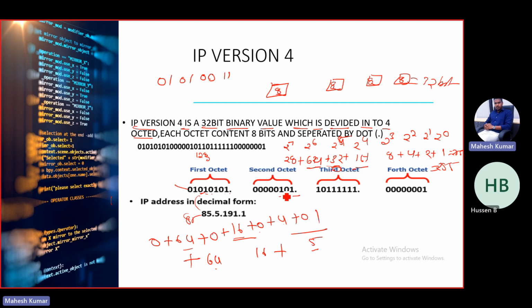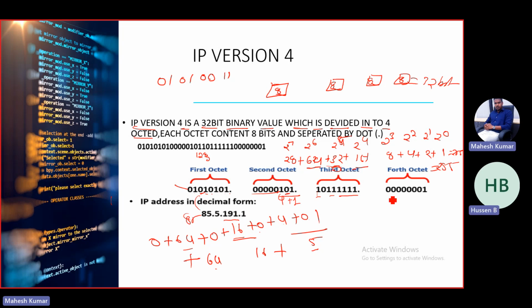If you convert this, it will come like 4, because 4 plus 1, plus 1, is 5. The rest are in off bit. Like that, same for 128. Plus this, complete this, and you'll get 191.